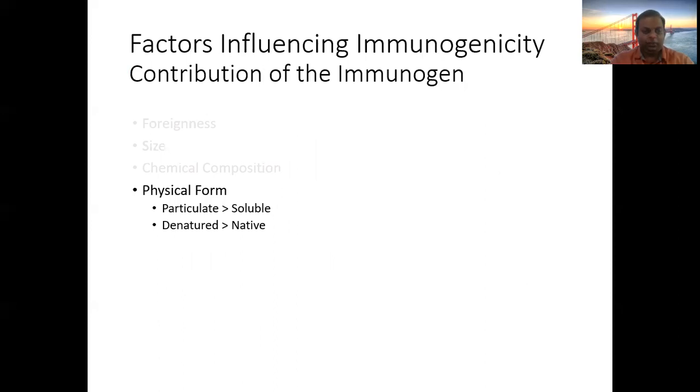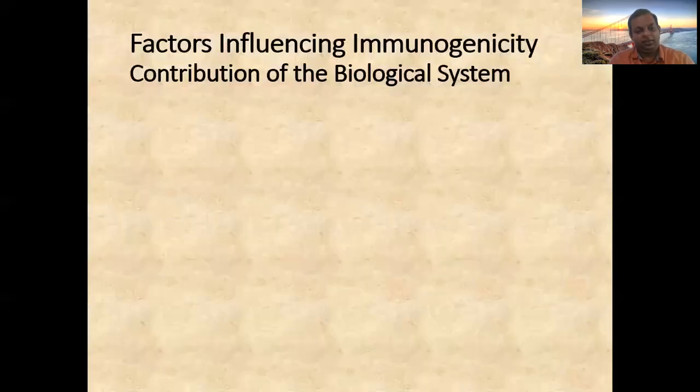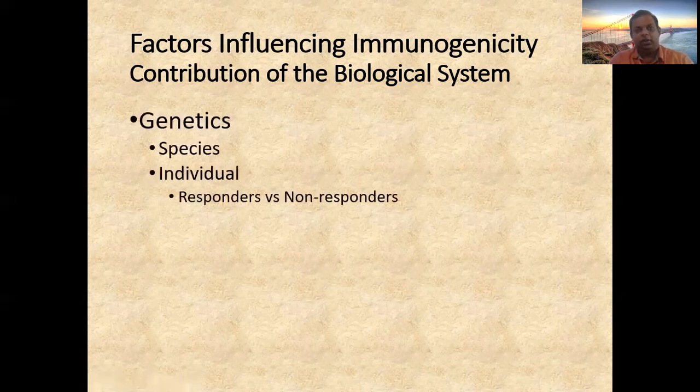Physical form: if it is particulate, it tends to be much more immunogenic. Denatured compared to native, high. Degradability: antigen processing by antigen presenting cells. Factors influencing immunogenicity, contribution of the biological system. Genetics: now it's about the host, species, individual, responders versus non-responders.